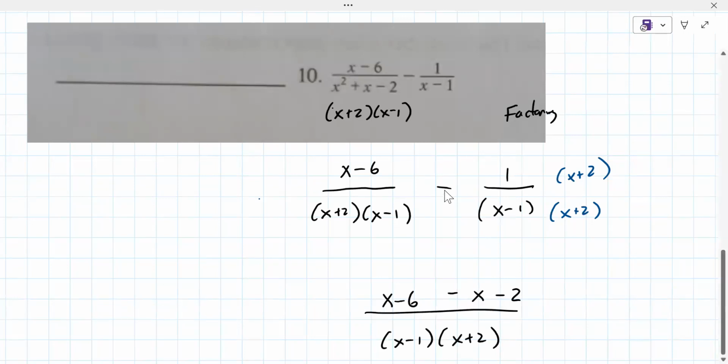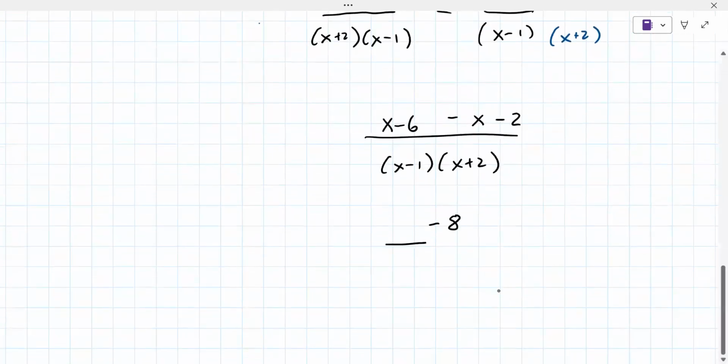If you wonder where that's coming from, I'm distributing the negative into both x and 2, which makes it negative x, negative 2. So we got x minus 6 minus 2 minus 8 over x minus 1, x plus 2. All right. That's it. There's nothing more that can be done on this problem.